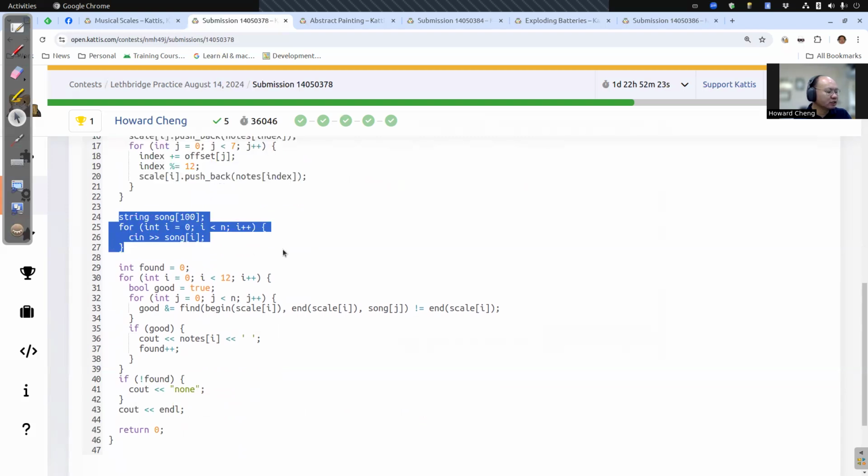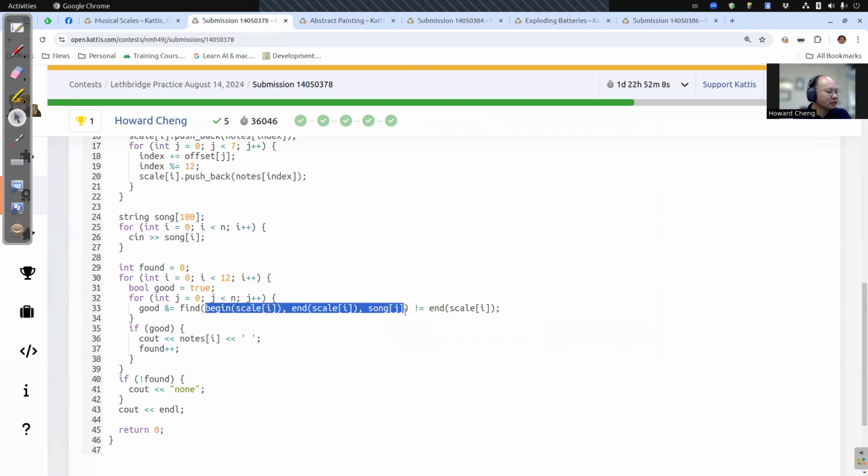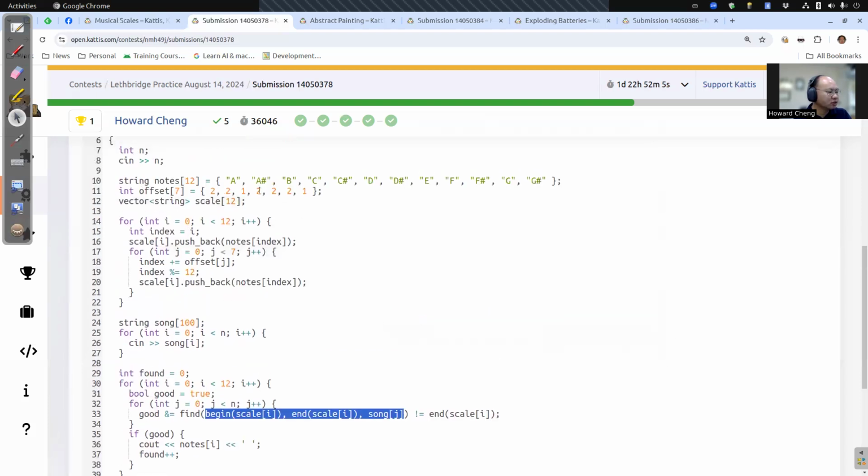Now I read in the song that you give me. And then for each of the 12 scales, first, I assume that that scale is good. Then for each of the notes in the song, I ask, is it in that scale? So this is linear search. I find, in the scale that I'm testing, the note that is in this song. If it's found, then it's good, and if it's not found, then it's bad.